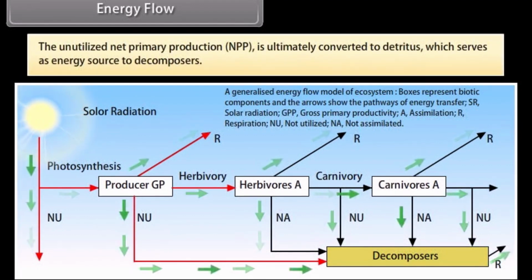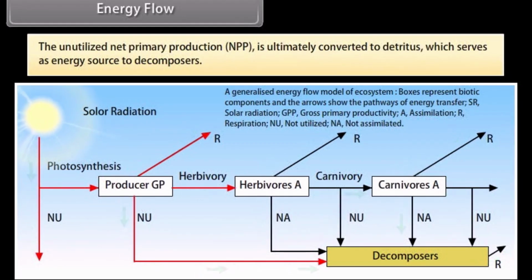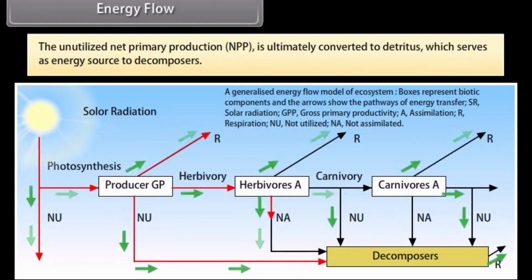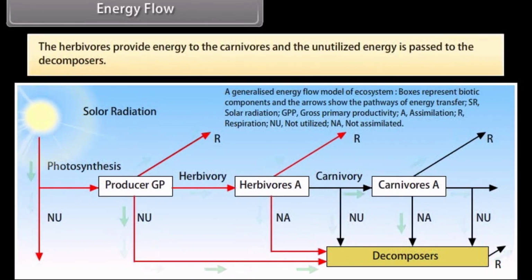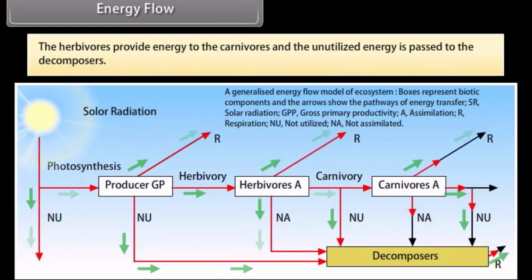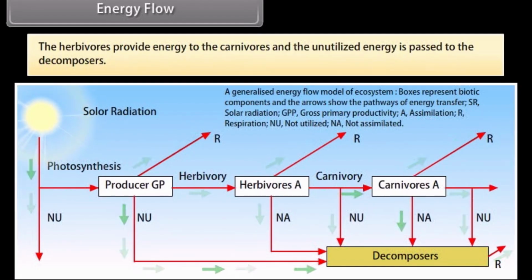The unutilized net primary production (NPP) is ultimately converted to detritus, which serves as an energy source to decomposers. The herbivores provide energy to the carnivores, and the unutilized energy is passed to the decomposers.